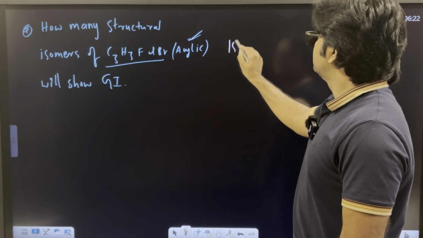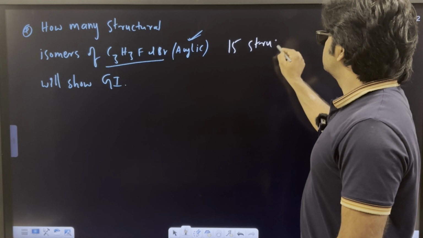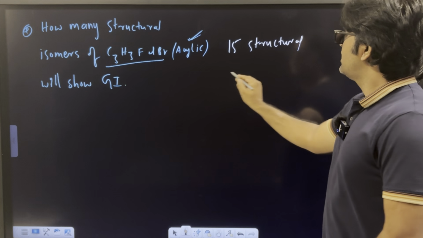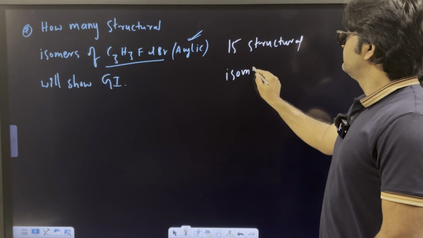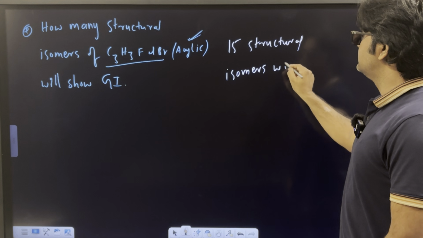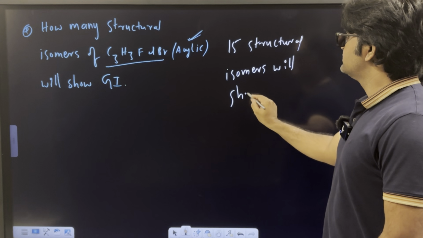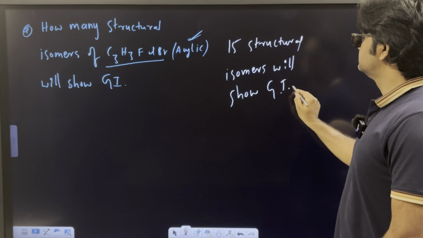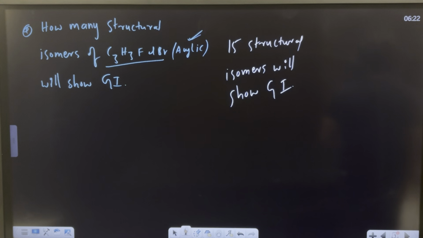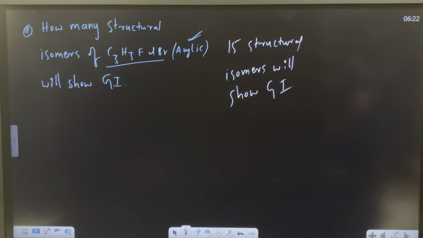So 15 structural isomers will show geometrical isomerism. Very important question. Okay, 15 structural isomers will show geometrical isomerism.